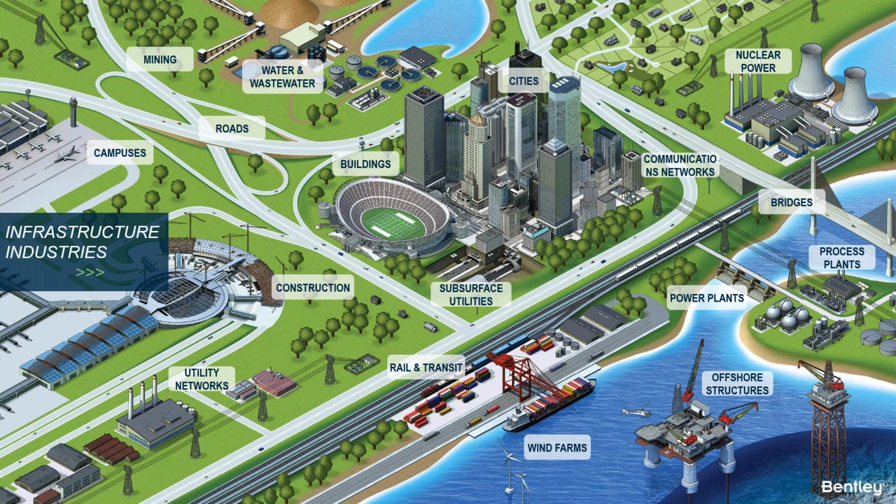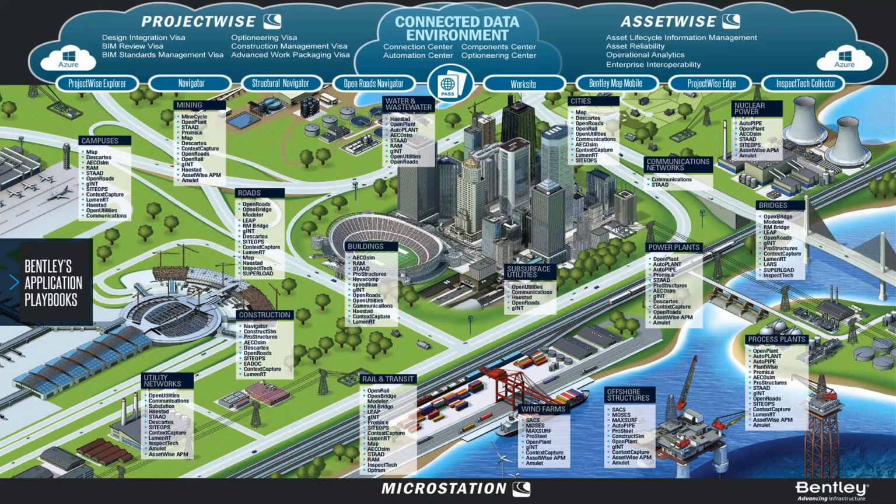Why am I showing this? It is to talk about how Bentley addresses all of these infrastructure types that we see. Beneath the name of each infrastructure, you can see a list of applications that engineers apply in order to realize those infrastructures. So this is basically what we can call the application playbook of Bentley.